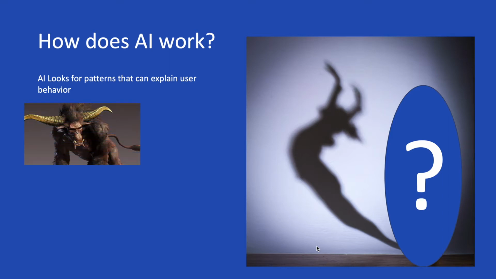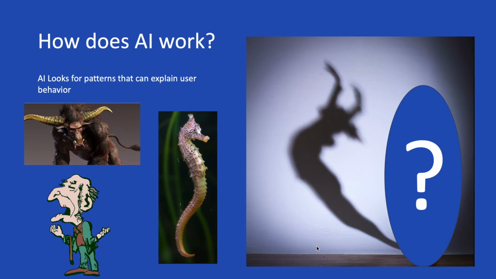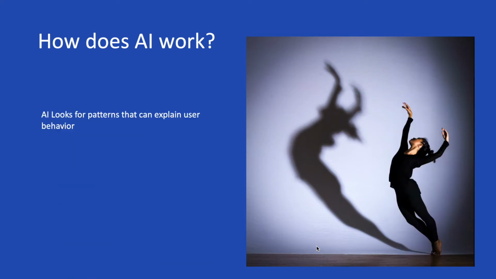Some might say that this is obviously a shadow of the monster. I can see the two big horns, for sure that's what it is. Others would say no, it's not a monster, it's a seahorse. That's obvious, I can see it has the shape of a seahorse. And then again, some might say no, it's not a monster, it's not a seahorse, it's the shadow of an old man. I can see his nose and his pointy ears and so on, so that's definitely what it is. In fact, what you can see is the shadow of a shadow dancer.